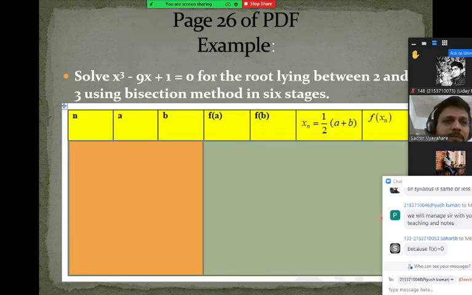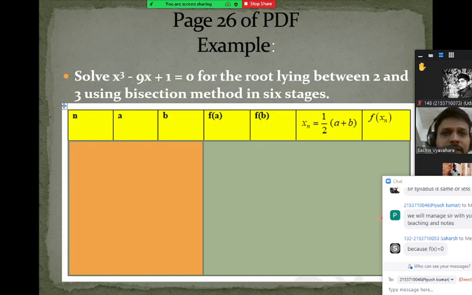So here is the first example, from an old question paper. The question is: solve the equation x cube minus 9x plus 1 equal to 0 for the root lying between 2 and 3. The best part is that 2 and 3 are already given as the end points of the interval. If it is not given, our first important task is to find a and b.